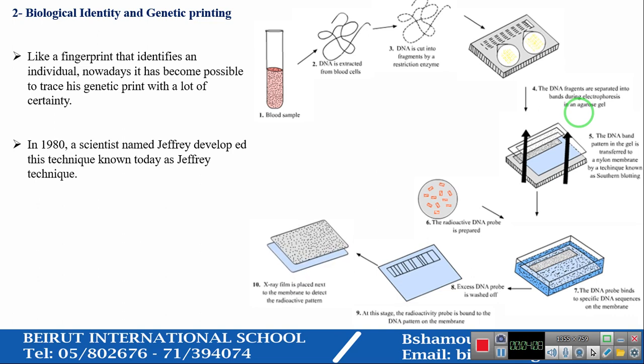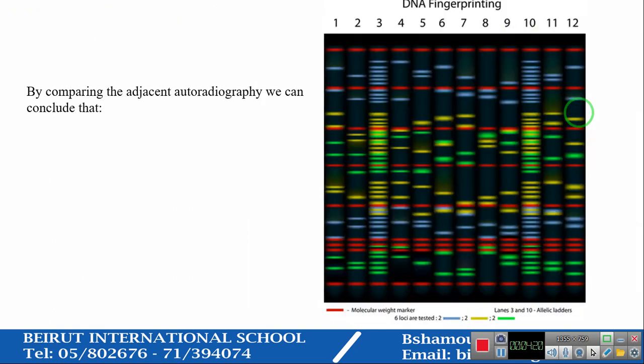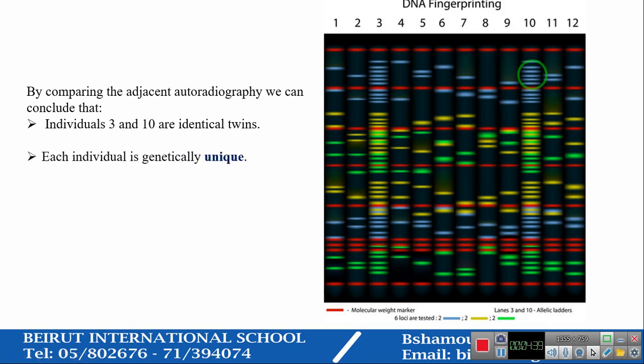X-ray film is placed next to the membrane to detect the radioactive pattern. And finally, the X-ray film is developed to make visible the pattern of bands, which is known as a DNA fingerprint. So by looking at this autoradiography and comparing it, we can conclude that individuals 3 and 10 are identical twins since they have an identical banding pattern. And we can conclude also that each individual is genetically unique.